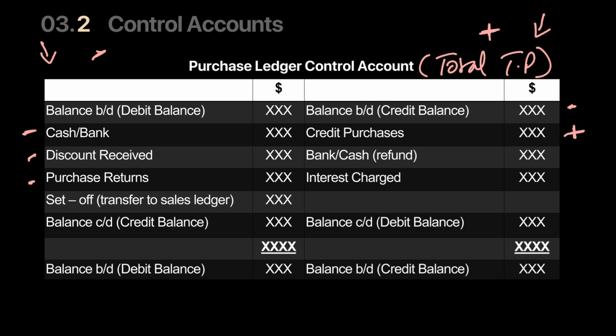This time, if you get a refund, right? So remember, your bank comes over here. So if you get a refund, it should come on the credit side. If you are charged interest, your liability increases because you will have to pay the supplier now. Why would you be charged interest? Because you haven't paid your outstanding amount on time.